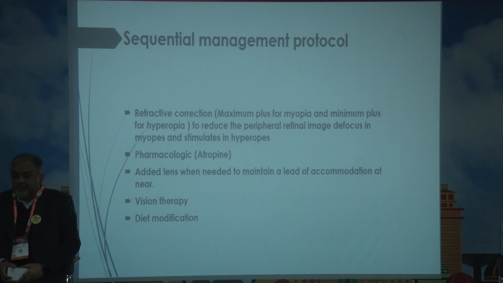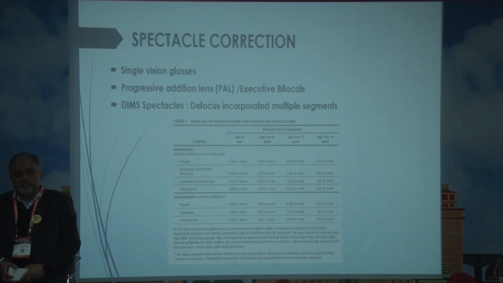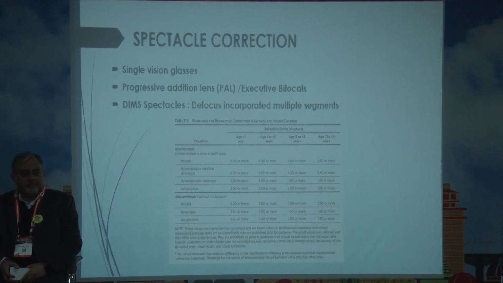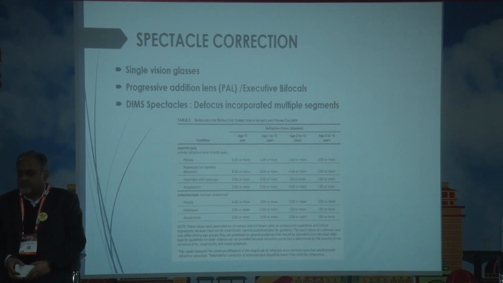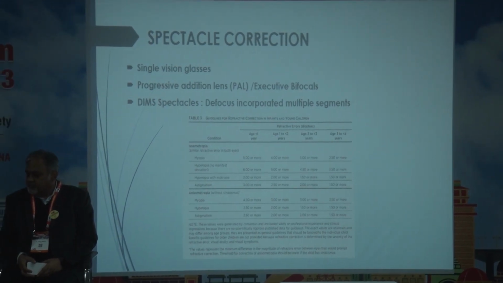So this brings us to the sequential management protocol, which includes your refractive error correction, maximum plus for myopia, and pharmacological options like atropine drops, added lens, vision therapy, and diet modification. We have the spectacles. It could be either single vision lenses, your PALs, your executive bifocals, and the defocus incorporated multiple segments.